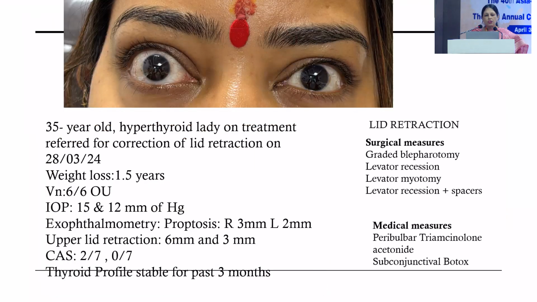Now this is a 35-year-old patient who was referred to me for correction of upper eyelid retraction. She had a stable thyroid profile for the past 3 months.